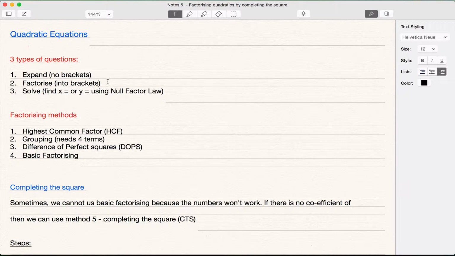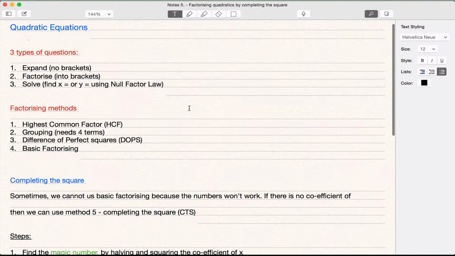The second type of question will ask you to factorise, which is the opposite. It asks you to take a fully expanded expression and put it back into brackets. And the third type of question is asking you to solve, which is asking you to find what x equals or y equals or whatever the variable is in the question using the null factor law.